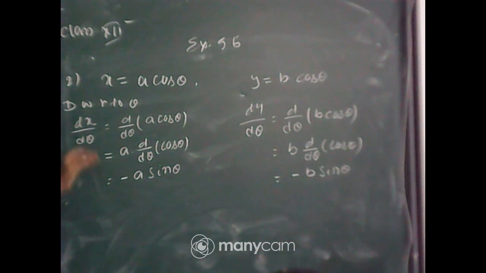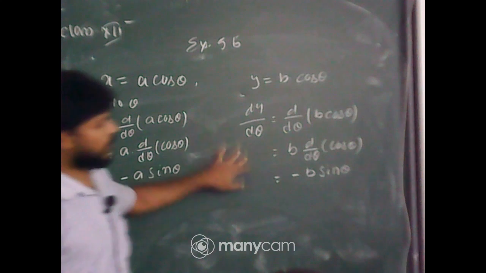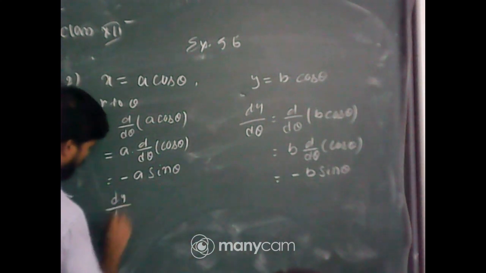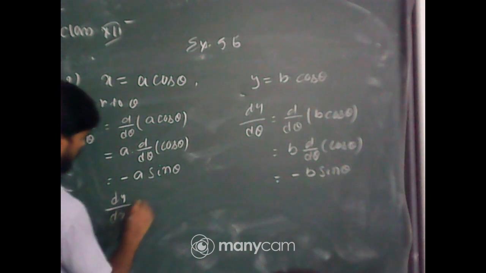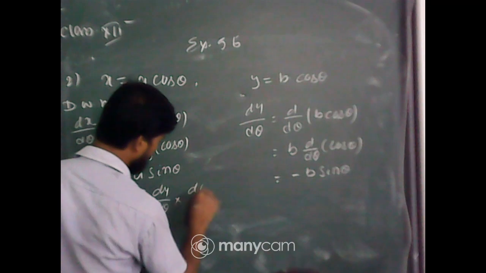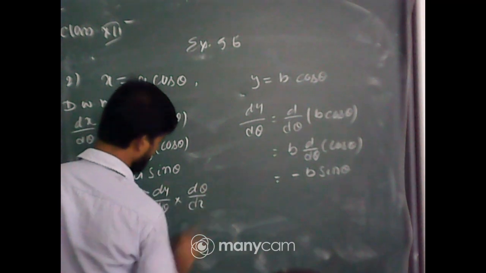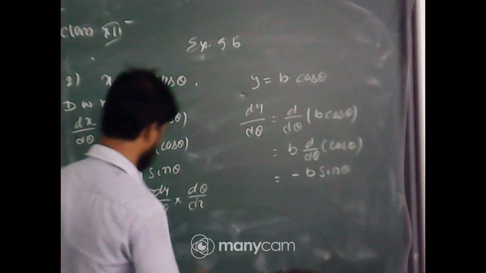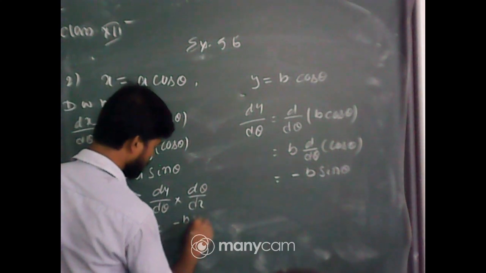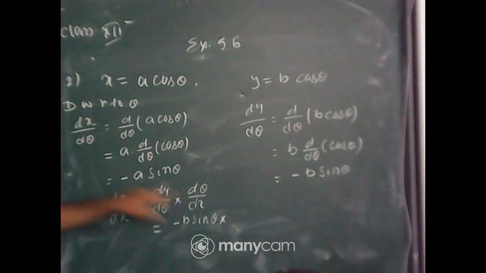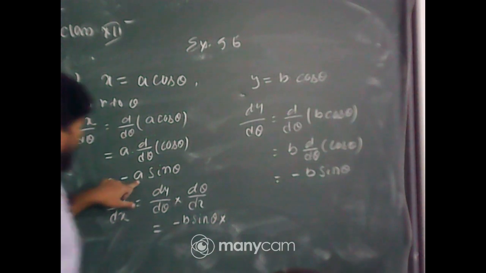Now dx/d theta is known, dy/d theta is also known. Now we will apply the chain rule to calculate dy/dx, which is equal to dy/d theta into d theta/dx. That means the value of dy/d theta is minus b sin theta, into the value of d theta/dx, which is the reciprocal of dx/d theta, meaning 1 by minus a sin theta.